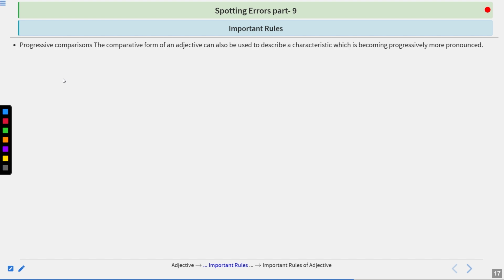Important rules. Progressive comparisons. The comparative form of an adjective can also be used to describe a characteristic which is becoming progressively more pronounced. Example: the waves are growing rougher and rougher. It means something is progressing, something is changing. The sounds become fainter and fainter. So while expressing such sentences, we have to use the comparative degree before and after and. Two comparative degrees are connected with and, and both the degrees will be in comparative form.